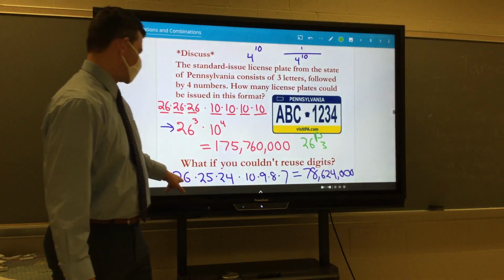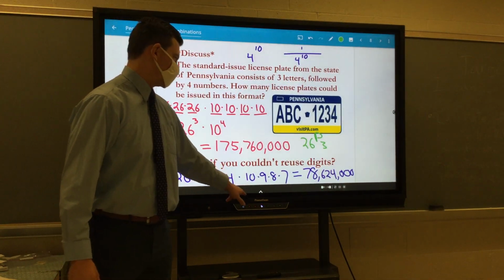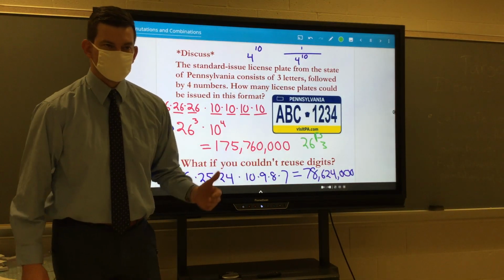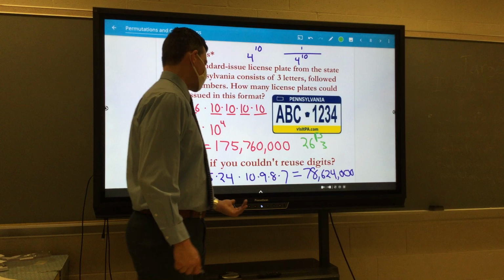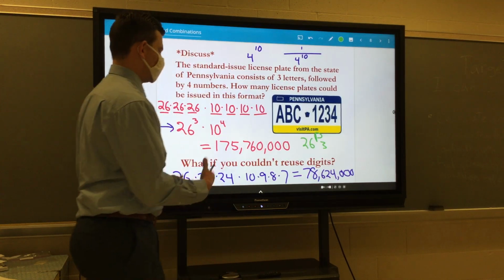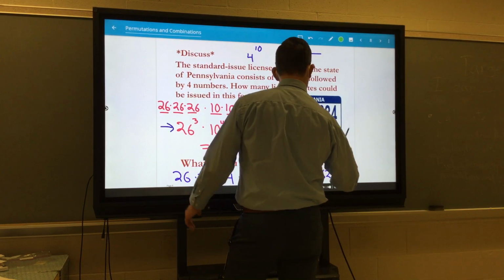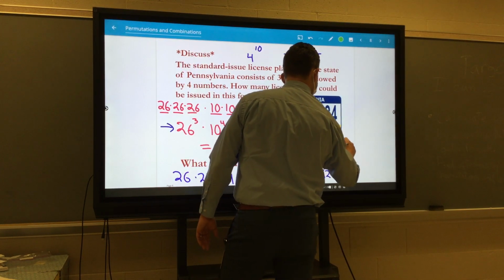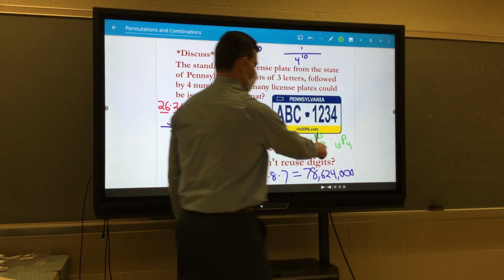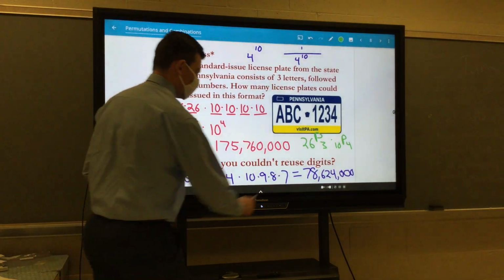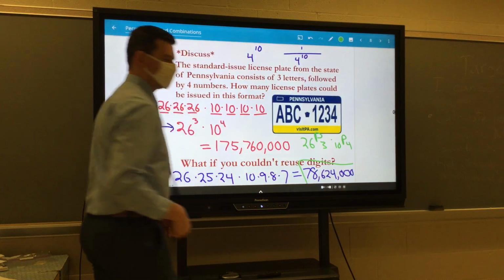So we had 26, 25, and then 24. For the numbers, we have 10 digits, 0 through 9. We're selecting 4 of them. The order matters. It would be another permutation. We could have thought of this as a permutation of 26 and 3 times a permutation of 10 and 4. That would have gotten us the same 78 million.